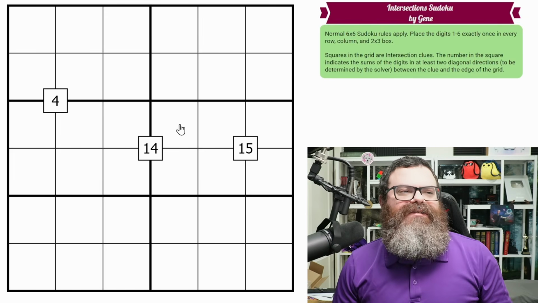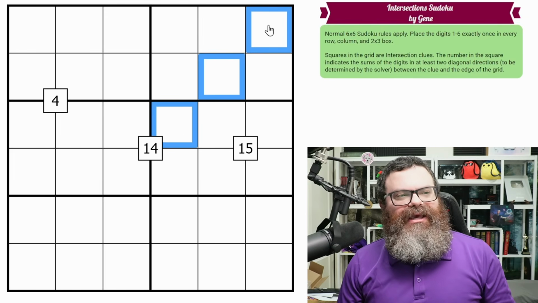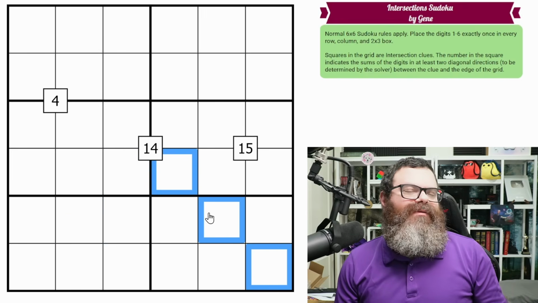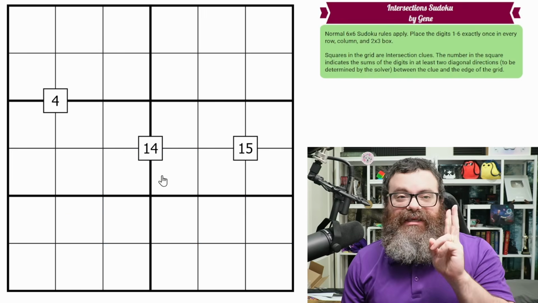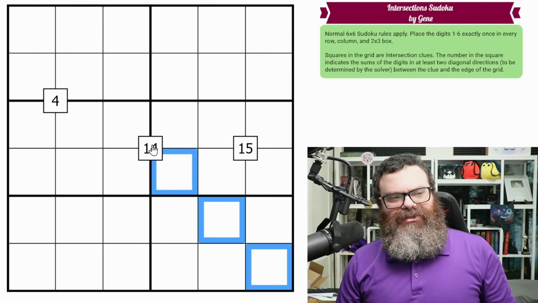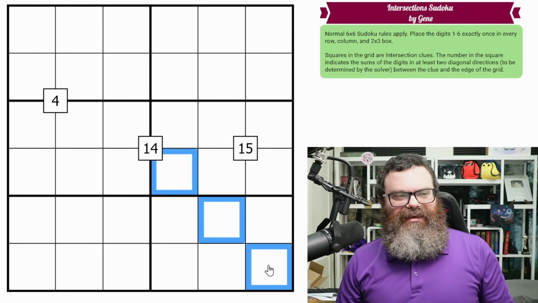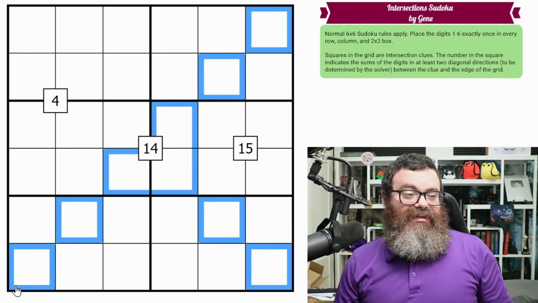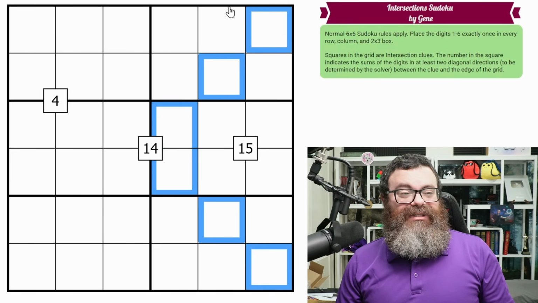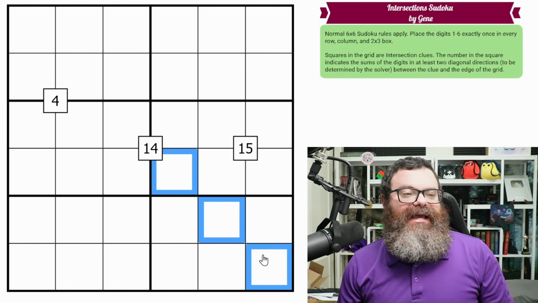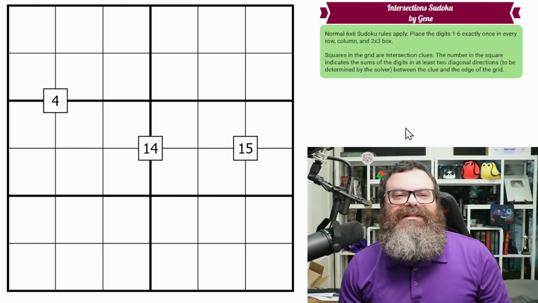Each of these squares has 4 diagonal directions. There's this way, there's this way, there's this way, and there's this way. I don't know why I chose that order. But at least 2 of those diagonal directions must sum to that value. So maybe this sums to 14 and that sums to 14. This could also sum to 14, but we just need at least 2 of them to do that. So you just take the diagonal and go to the edge of the grid. And that's it. Those are the rules.